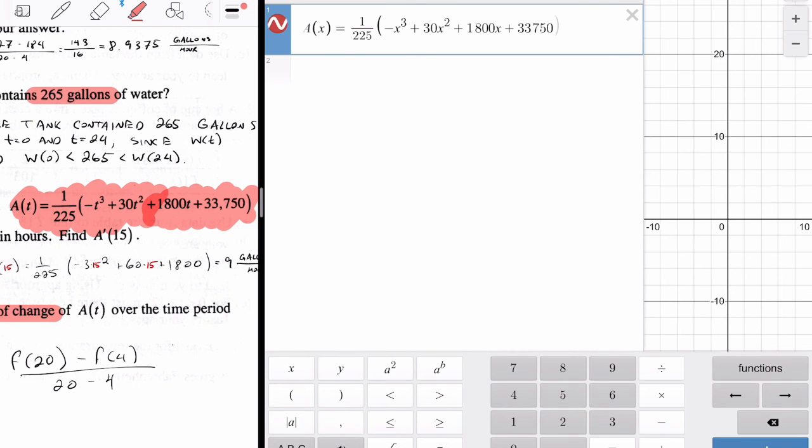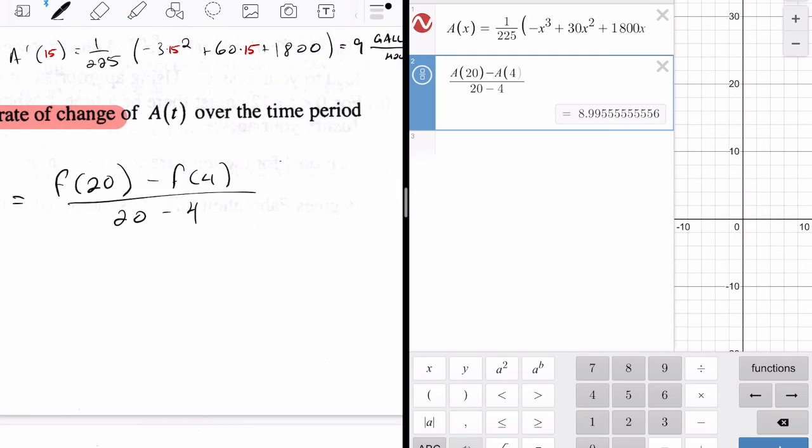To keep things simple, I replaced all of the t's with x's. Now that we've defined A of x inside of Desmos, in a new cell, we can just tell it to solve A of 20 minus A of 4 divided by 20 minus 4. And that answer is 8.996. The units for this would be gallons per hour.